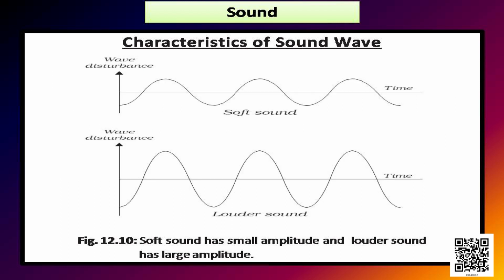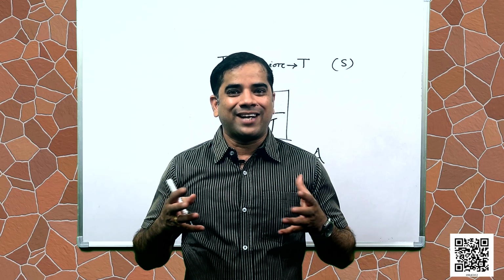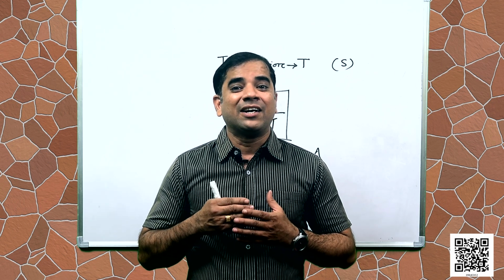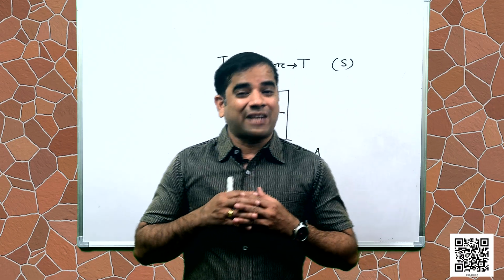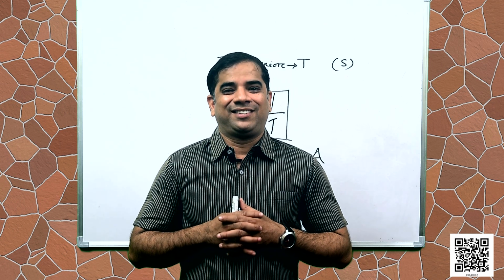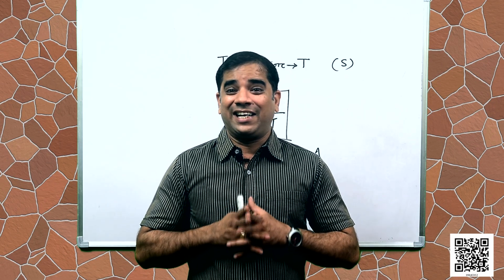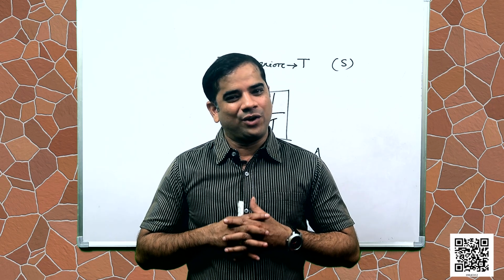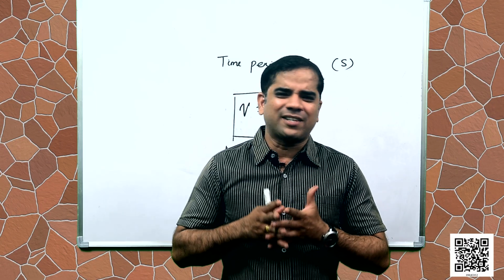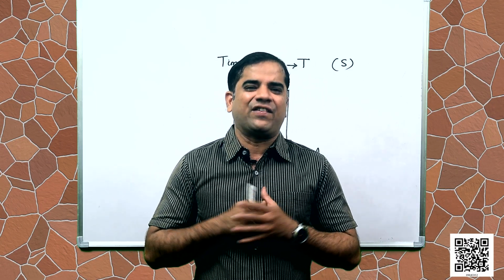Students, you can go through the diagrams. What do you observe in the diagram of the soft sound? The amplitude of the sound is less. But in case of the louder sound, the amplitude is greater. So, the greater the amplitude, the louder the sound. When I speak loud, the amplitude of my sound is greater in comparison with the amplitude of sound when I speak soft. You can practice this diagram or revise it again and again so that you can feel the difference.